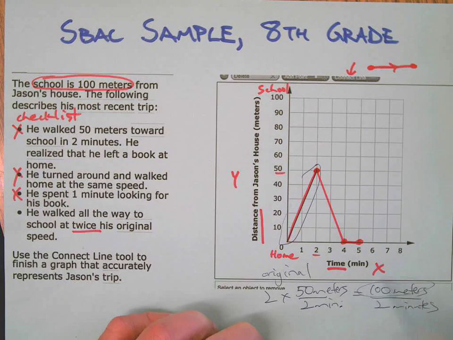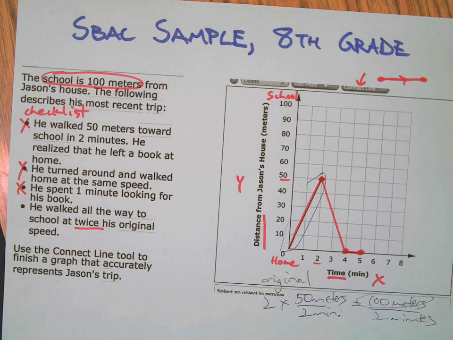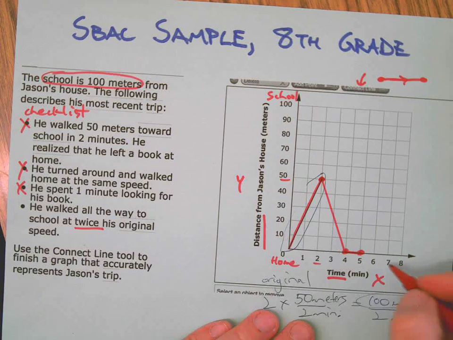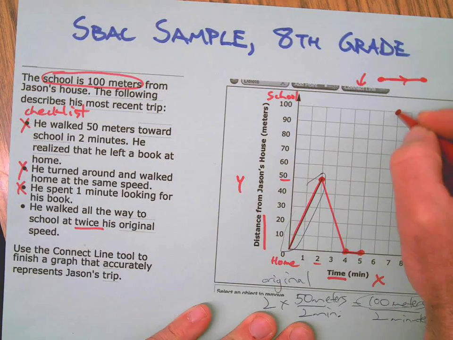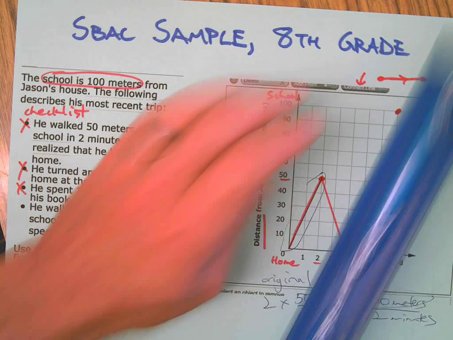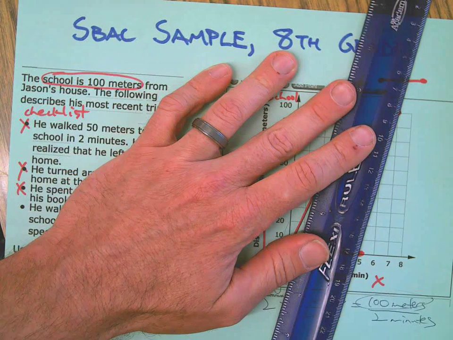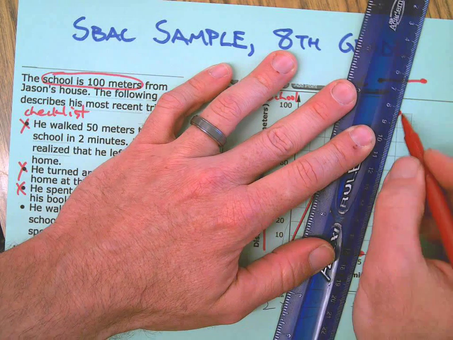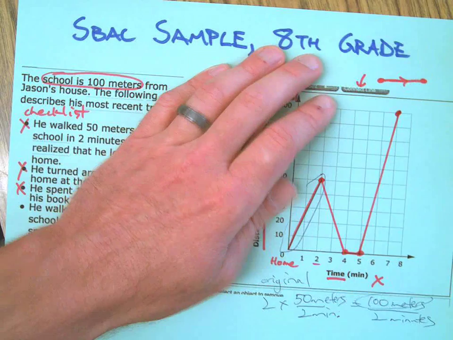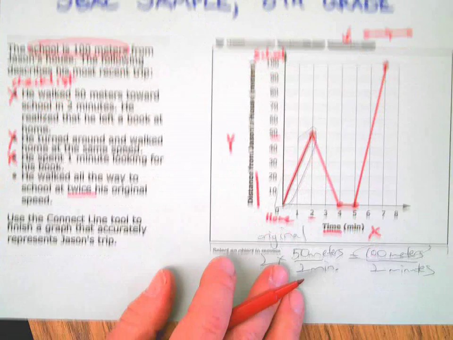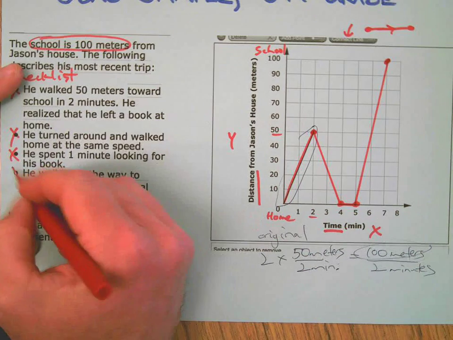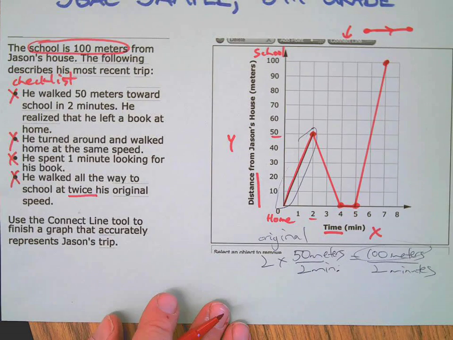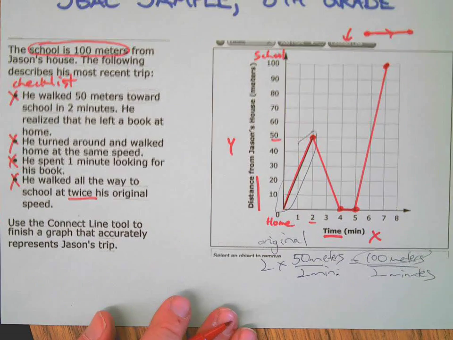And since his school is 100 meters away, that's very simple. I go 2 minutes over to 7. I go to the 100 meters. And with your technology tool, you don't have to worry about using a ruler. You just drag the line there. But that's what this would look like, okay? We just methodically and carefully followed the steps.